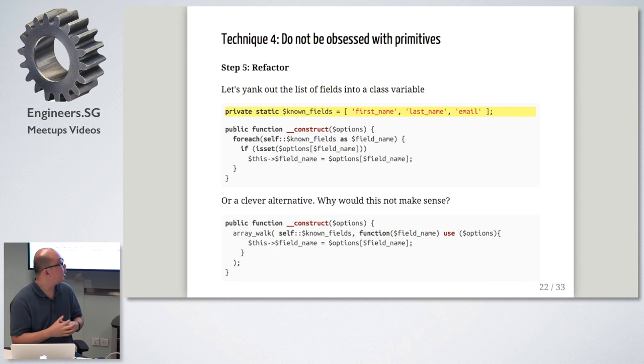We could use some very nice PHP functions such as array walk. This is a very interesting function. PHP has a lot of array manipulation stuff. So you can do array walk on the known fields, and use functional programming to pass in something and inject it into this guy and so on. It's a very clever code. But it's definitely not readable, right? If you find your smartest engineer in your team doing something like this, just smack him in the head, right? This is totally unreadable. What the hell are you trying to do, right?